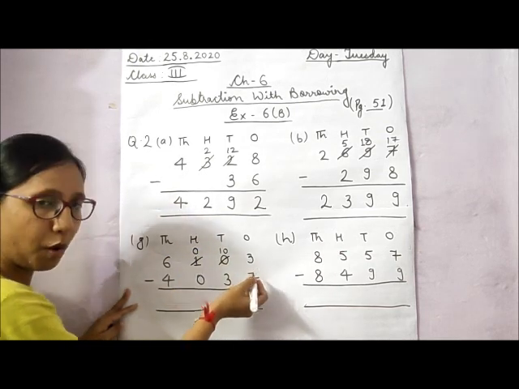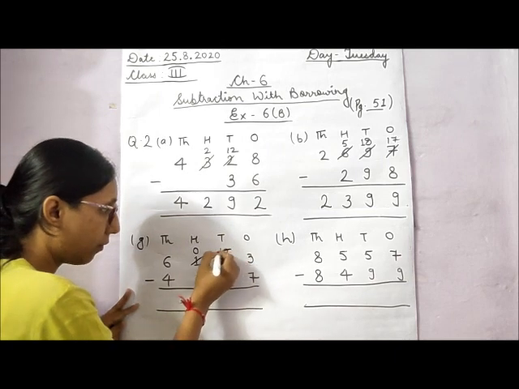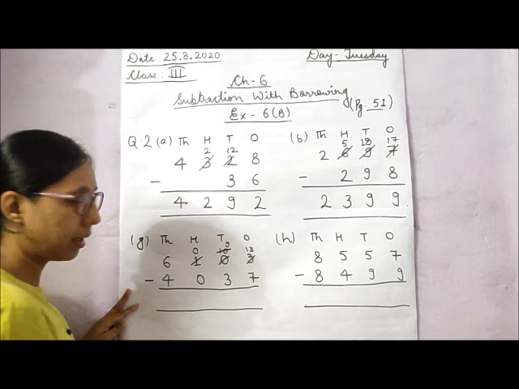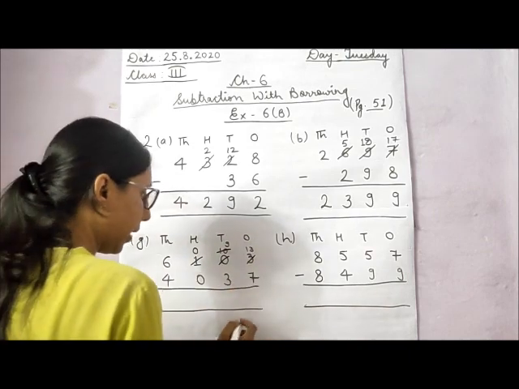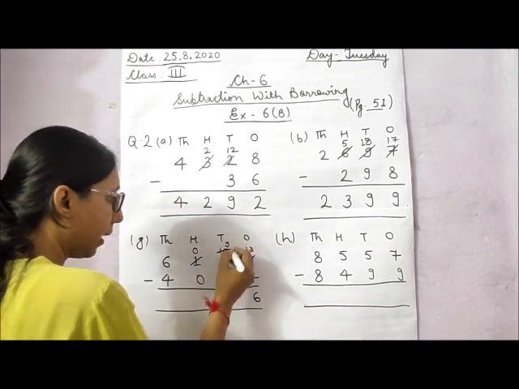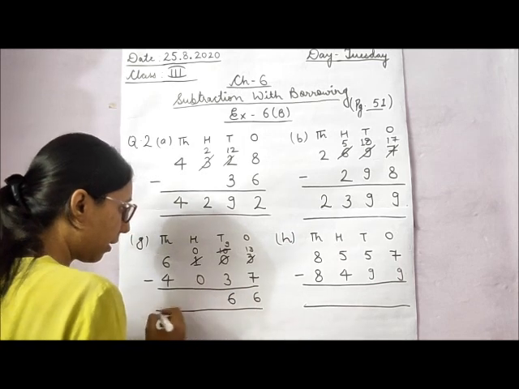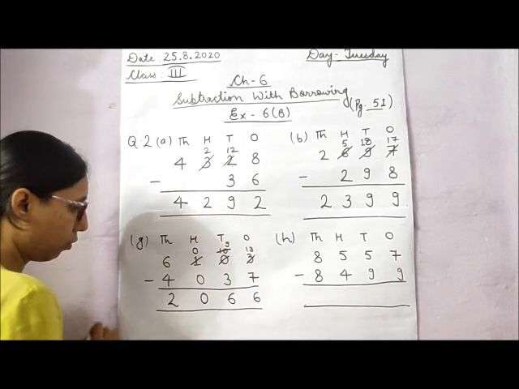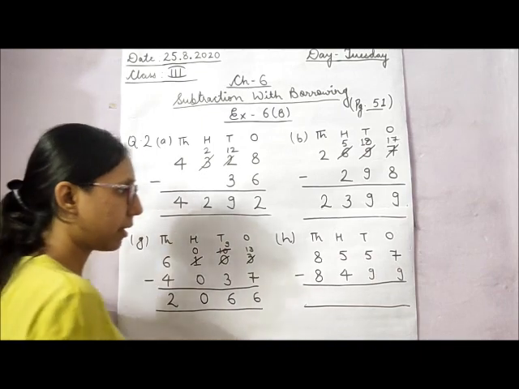अब इस 10 से हम borrow देंगे 3 को. So this 10 will be 9 and this 3 will be 30. So 13 minus 7 is 6. 9 minus 3, 6. 0 minus 0, 0. 6 minus 4, 2. So 2066 is the answer.